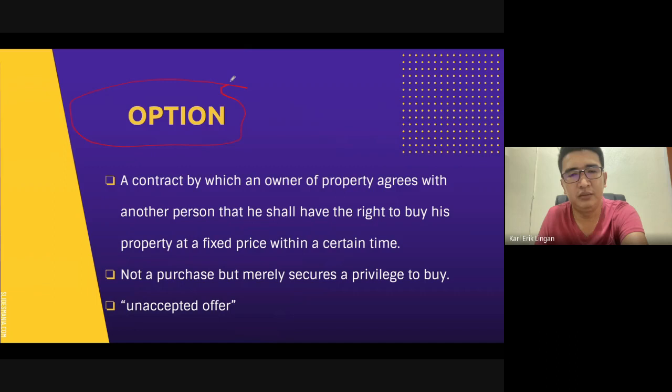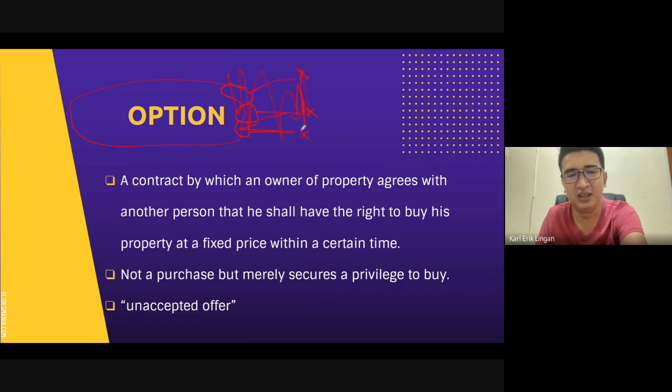Minsan-minsan lang kayo tina-text, tina-chat, baka option lang kayo. Baka meron siyang option 1, option 2, option 3. Pag nag-away kayo, doon siya kayo option 2. Pag nag-away pa sila, doon siya kayo option 3. Baka ganun.